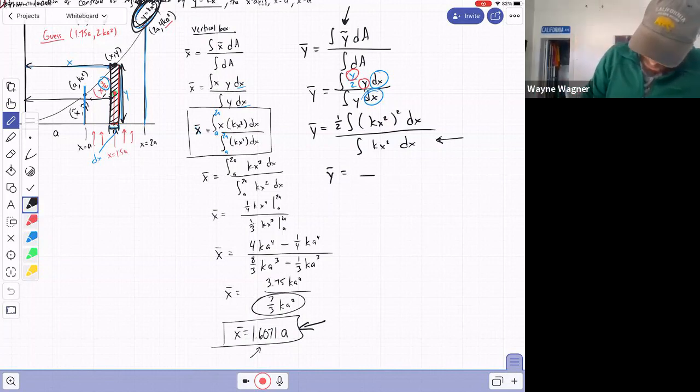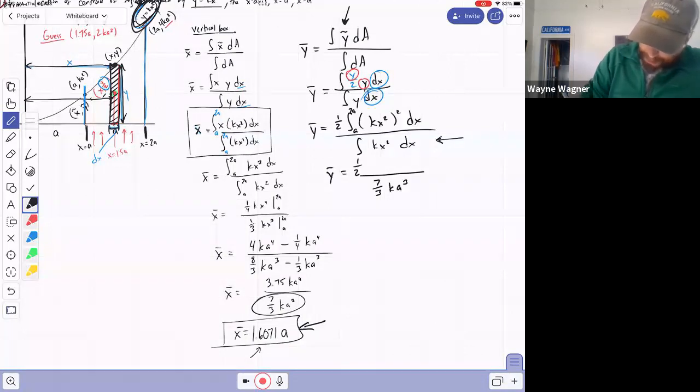So the bottom, I don't really need to do. I know that's going to be 7/3 ka cubed. And again, I'm doing this in the x direction, so I've got the same limits of integration: x equals a and x equals 2a. So I'm going from a to 2a. So I've got this 1/2. I'm going to take that k squared and pull it out. And then I'm going to integrate. What's that? x to the 4th. So that's going to become 1/5 x to the 5th from 2a to a.